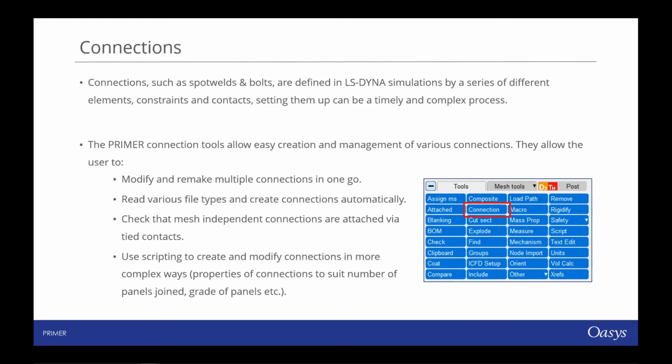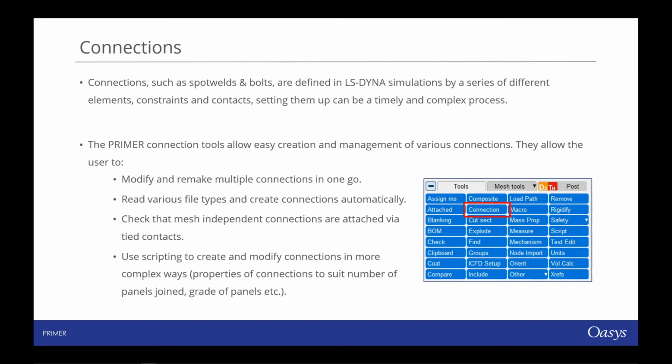But the Primer connection tool allows easy creation and management of various connections. So they allow you as the user to modify and remake multiple connections in one go. You can read various file types and create connections automatically. So this may be if you have an IGES file or a previous generated Spotweld file from an earlier model, for example. You could read that into your model to generate the connections.